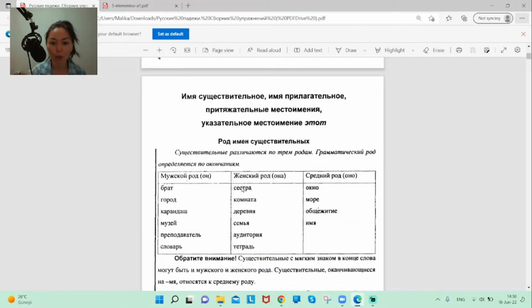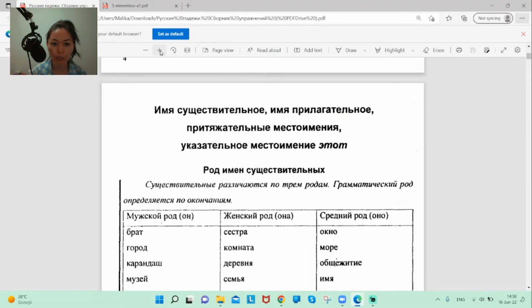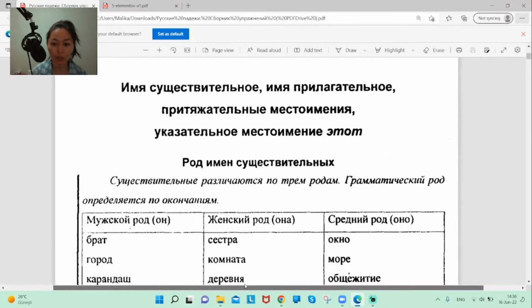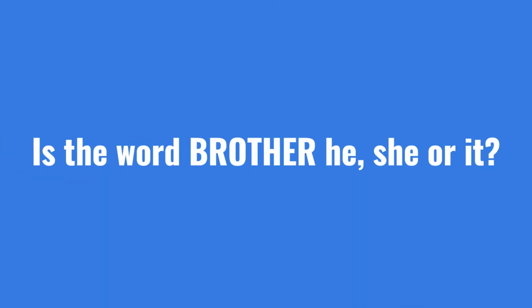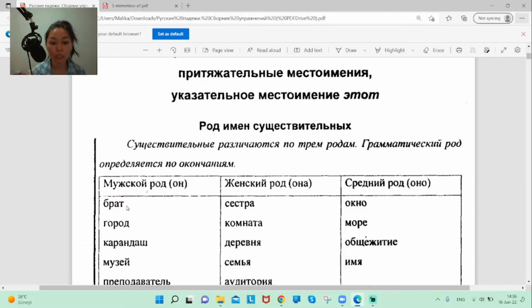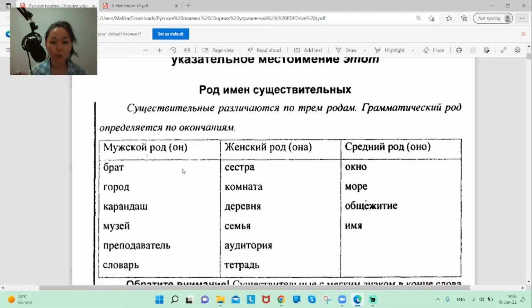So when we have a word like брат, when we are at school as children, our teachers would usually ask, брат, это он или она, или оно? And we would say, брат, это он. Or сестра, сестра это она. So how do we really recognize them? How do we know the gender of a noun?